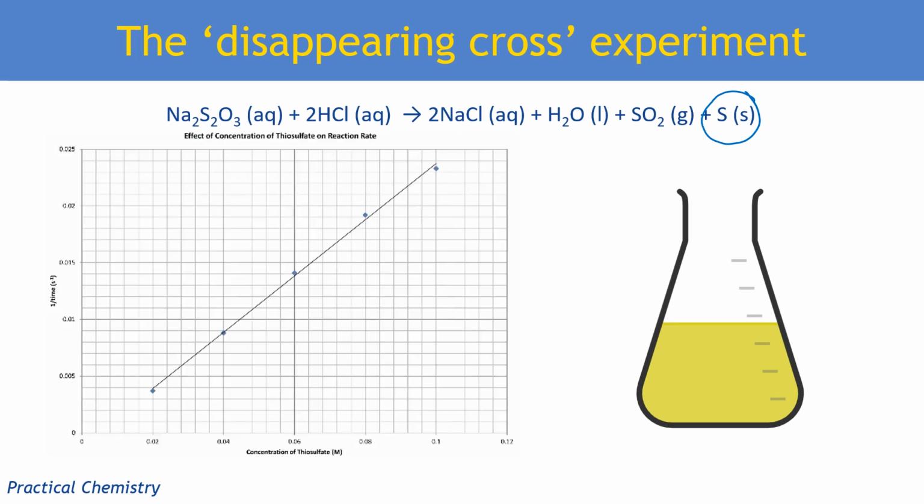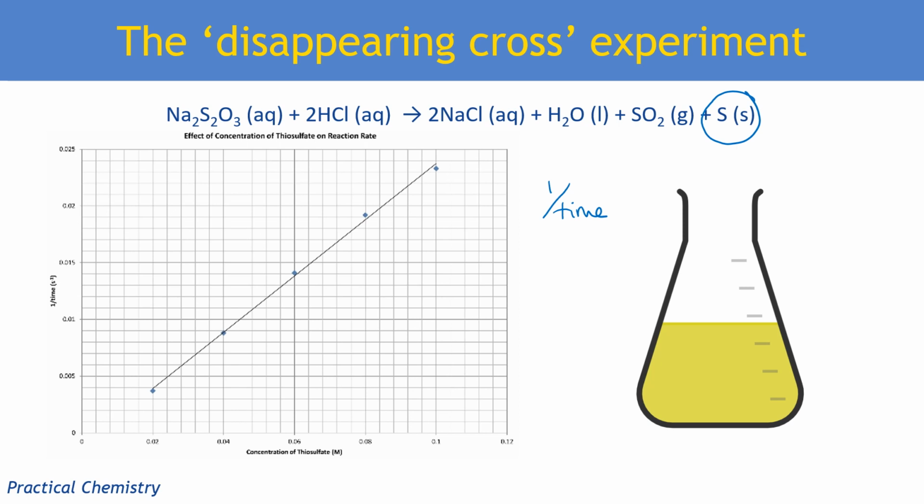Now, we need to not plot a graph of time because time is not the same as rate. We would have to do 1 over time. And that gives us a value that is proportional to the rate. Now, we could sit there and actually work out rate in moles per second or moles per dm cubed per second. It would take ages. We'd have to work out exactly how much sulfur we made, which would probably involve filtering it out and weighing it. That's just very time consuming.